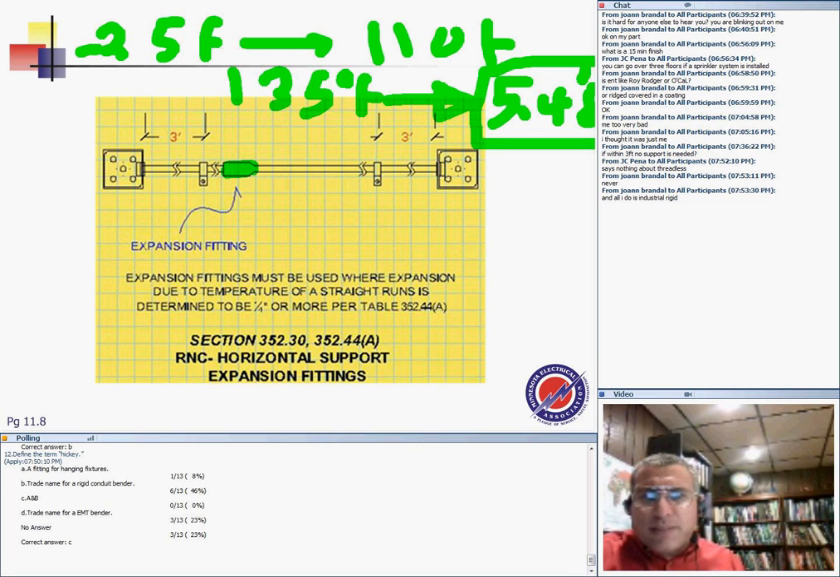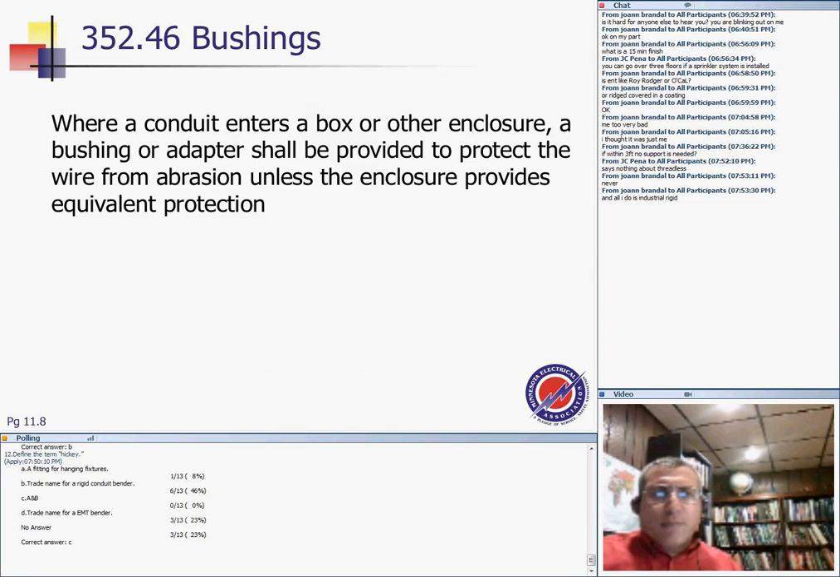This will probably be on your journeyman exam, as I said. Any questions about fittings? That's directly, guys, from Table 352.30. And then 352.44, right here: conditions based on the highest temperature and lowest temperature.